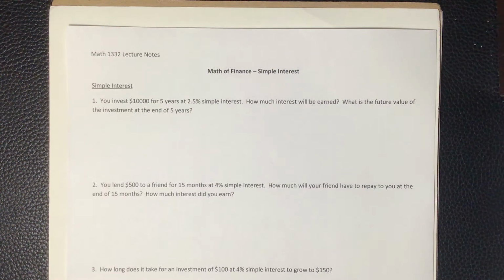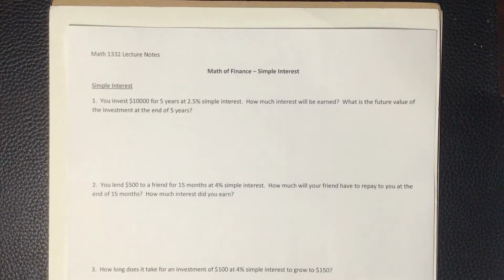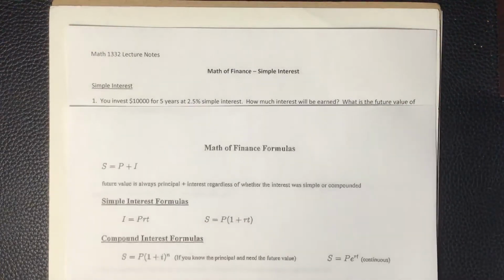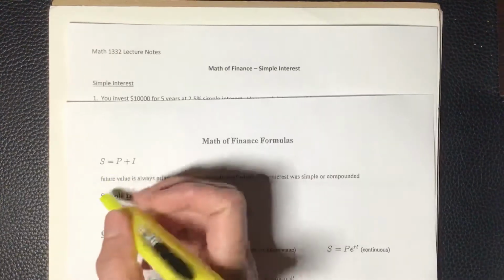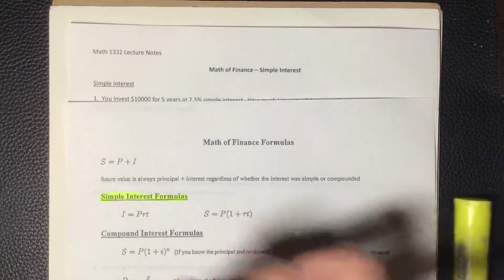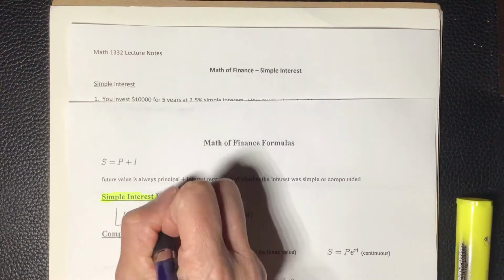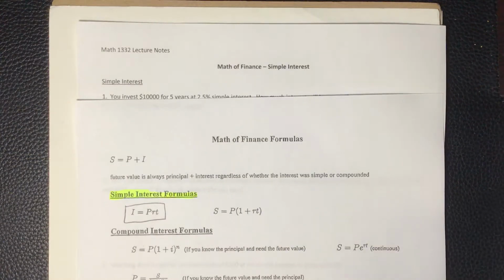Alright, in this video we're going to be looking at our first type of interest, which is simple interest. If we go to our formula chart, we're going to be using this formula chart throughout our Math of Finance. We can see that we have simple interest formulas right here, and we're primarily going to be working with this first one, which is I equals P times R times T. At the bottom it tells you what everything stands for, and we also went over it in our definition.